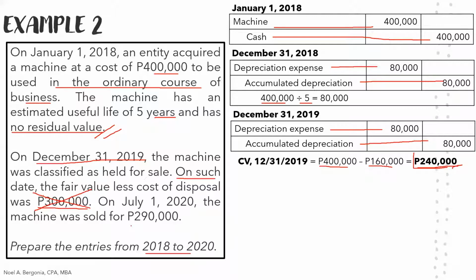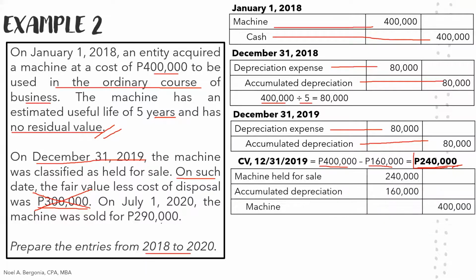So at the time of reclassification, we will just debit the machine held for sale, which is the carrying value of 240,000, then derecognize the PPE related items, such as debiting the accumulated depreciation of 160,000 and crediting machine 400,000. We will not record any impairment loss because the fair value less cost to sell is not lower.